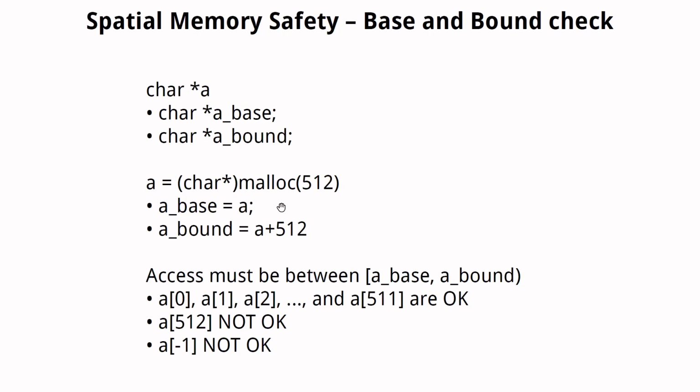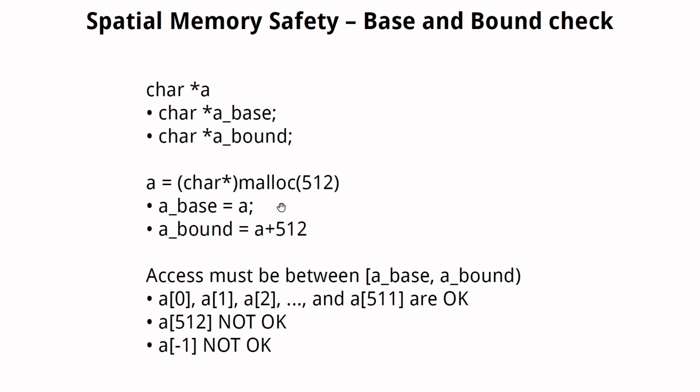So the first approach we want to talk about is this base and bound check approach to defeat spatial memory overwrite. The buffer overflow we have been studying is a sequential overwrite from a lower address to a higher address, right? This is called a spatial memory safety problem. The heap problem we will look at later. Some of the heap problems will be temporal memory problems.